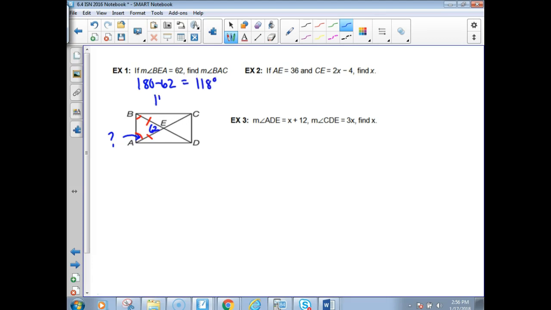And then I would take that 118 and divide it by 2, just like Cadence said, which would give me 59 degrees. So that would tell me that the measure of angle BAC, which is that corner right there, is 59 degrees. That other angle over here, which is ABC, or ABE, is also 59. They only asked for one of them.